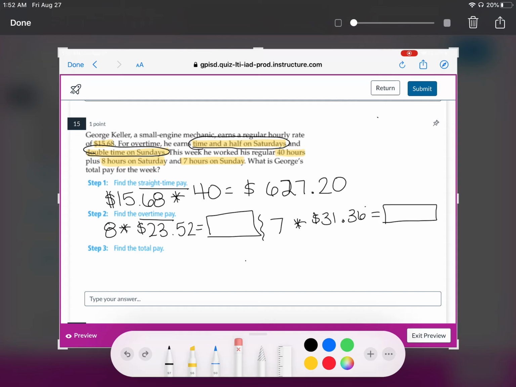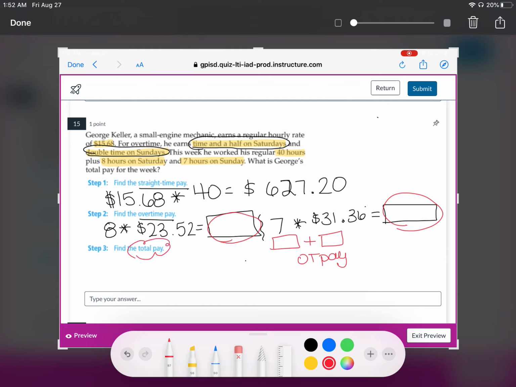This number that you got here and this number that you got here, you're going to add those two numbers together to find his total overtime pay. The question doesn't ask for his overtime pay, though. It asks for his total pay.